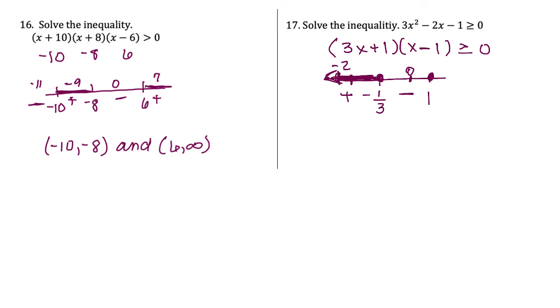And then we need to also check on this other side. Maybe pick a positive 2. So if I pick a positive 2 on this outside and plug in, that's going to give me a positive times a positive, which is again a positive. So that's going to be that side as well. So we could say from negative infinity up to negative 1/3, and that's going to be a bracket. And then we could say, and over on this other side from 1 to infinity.